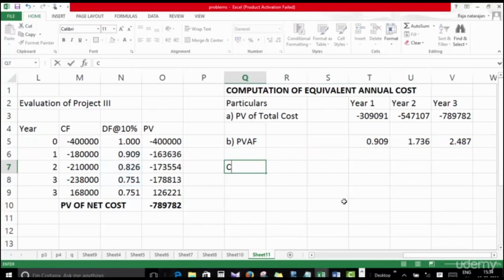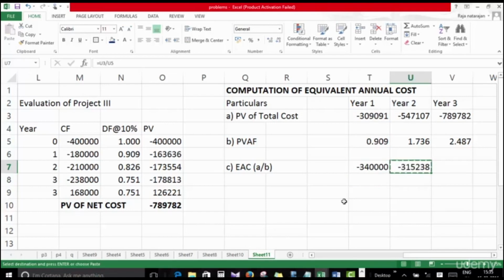So now let us calculate the equivalent annual cost. This equivalent annual cost is nothing but A divided by B. So here it's going to be 3,09,091 divided by 0.909, which is 3,40,000. And here it is 3,15,238. And in the third case, it is 3,17,583.